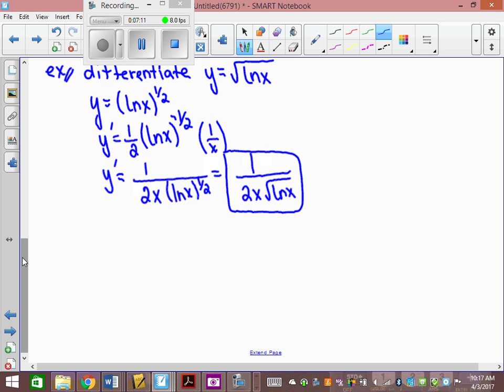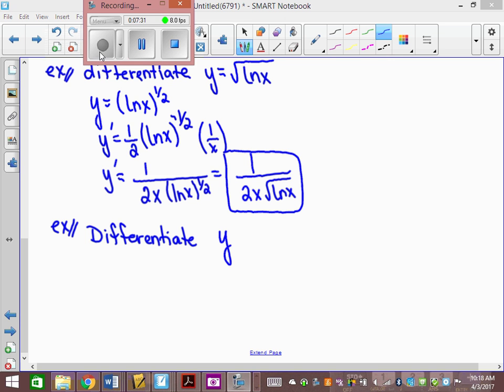One more. Differentiate y equals ln of x plus 1 over the square root of x plus 2. Yeah, I just went there.